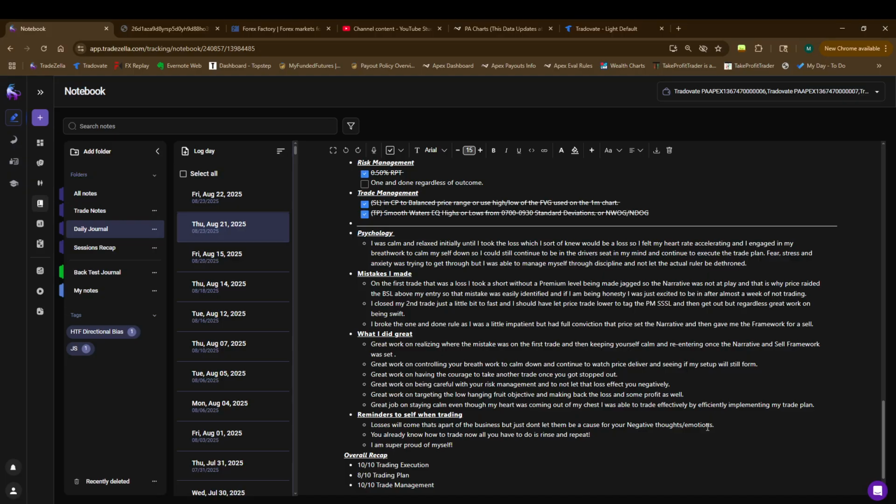So the mistakes I made on the first trade that was a loss: I took a short without a premium level being made jagged. So the narrative was not at play, and that is why price raided the buy side liquidity above my entry. That mistake was easily identified, and if I'm being honest, I was just excited to be in after a week of not trading. Okay, so that makes sense. I closed my second trade a little bit too fast, and I should have let price trade lower to tag the PM sell side liquidity.